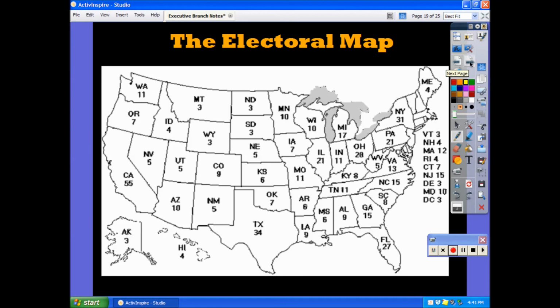This is what the electoral map looks like, and you can see that each of the states is given a certain number of electoral votes. So you look at something like Montana, and you'll notice Montana has 3, which means they have 1 representative and 2 senators, and that's the number of electoral votes. Notice that no state has less than 3.